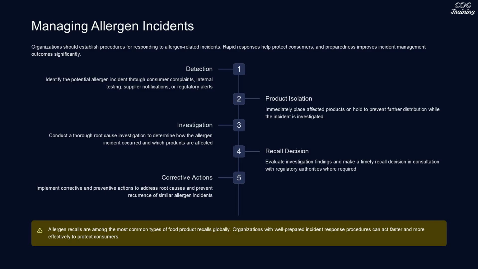Organizations must establish procedures for responding to allergen-related incidents. Rapid responses help protect consumers, and preparedness improves incident management outcomes significantly. The process involves detection, investigation, product isolation, recall decision, and corrective actions. Allergen recalls are among the most common types of food product recalls globally. With well-prepared incident response procedures, organizations can act faster and more effectively to protect consumers.